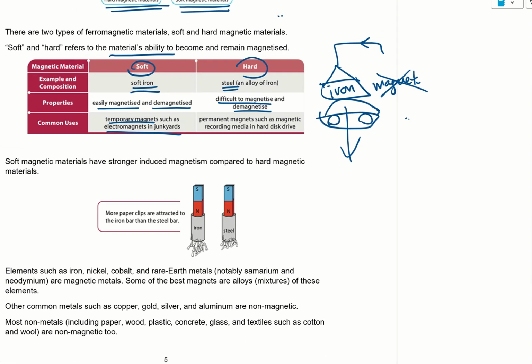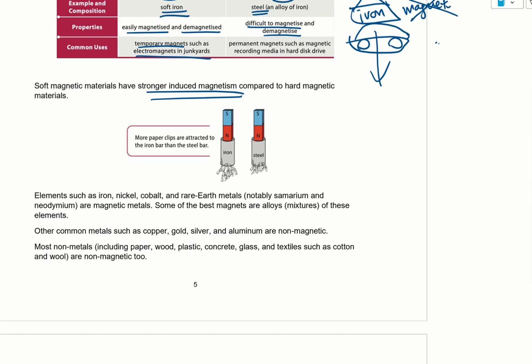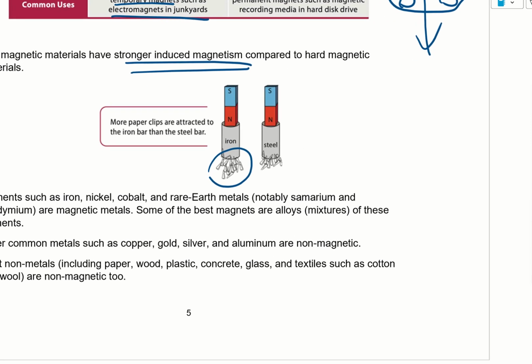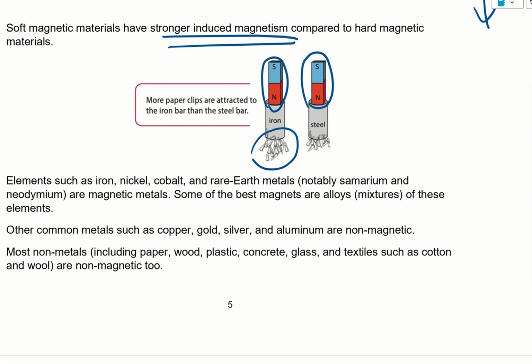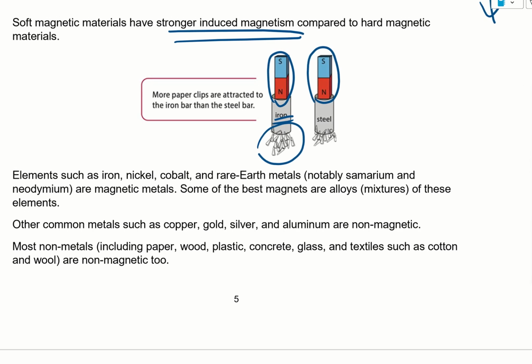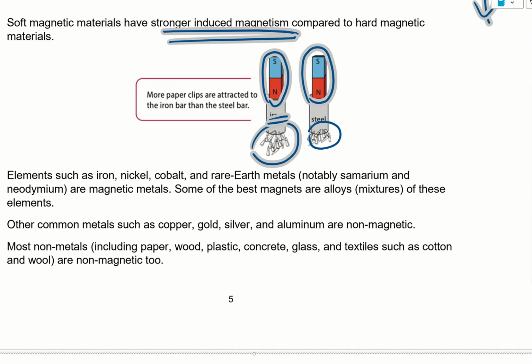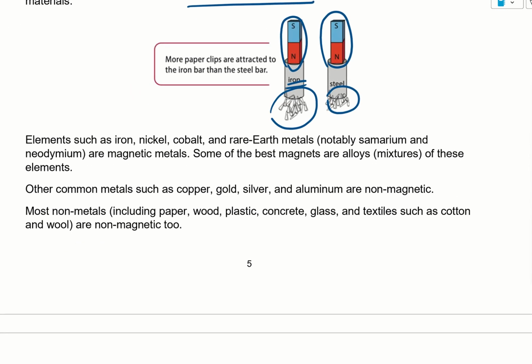Soft magnetic materials have stronger induced magnetism compared to hard magnetic materials, because they are very easily magnetized. At the start, if I have similar magnets and both become induced magnets, the iron will tend to have a stronger magnetic field because it is easily magnetized. Whereas steel can still be magnetized, but its strength is not that strong.